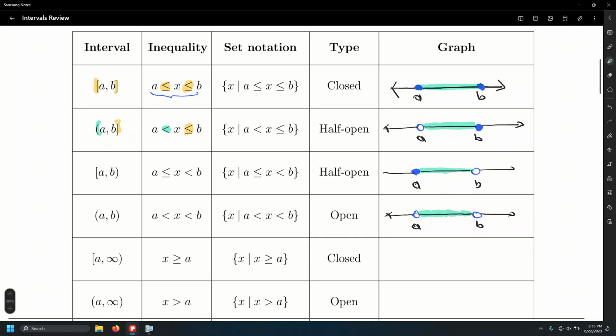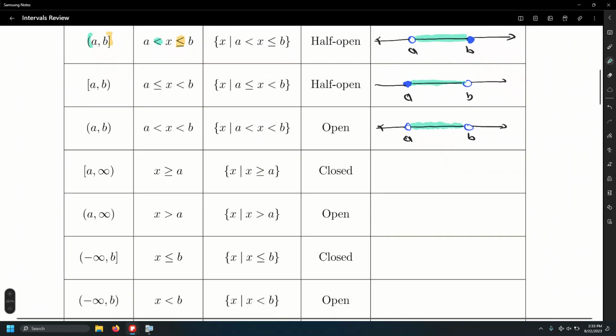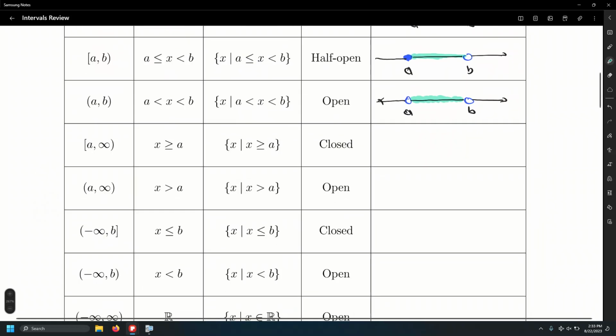All right, the next few ones involve this infinity symbol. What do they represent? Well, it's closed on the lower endpoint, even though this infinity means goes on forever, and it has parentheses. By the way, infinity always has parentheses. Never write the infinity with a bracket.